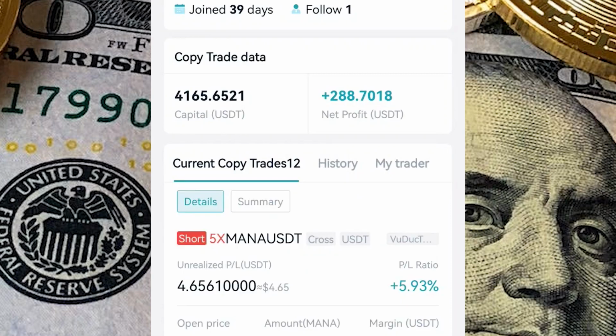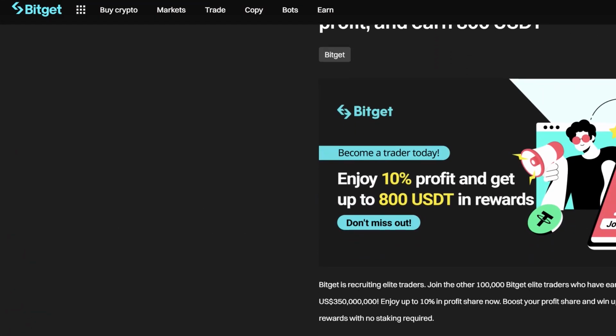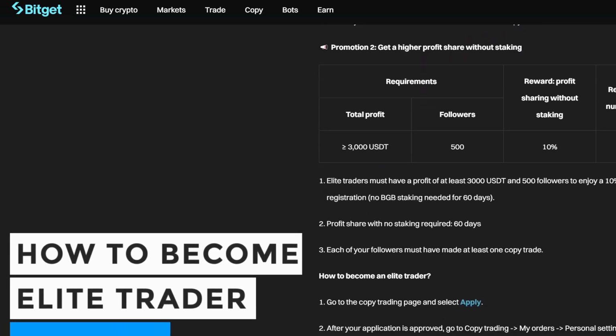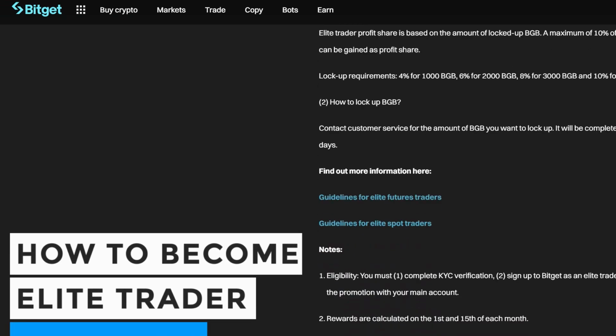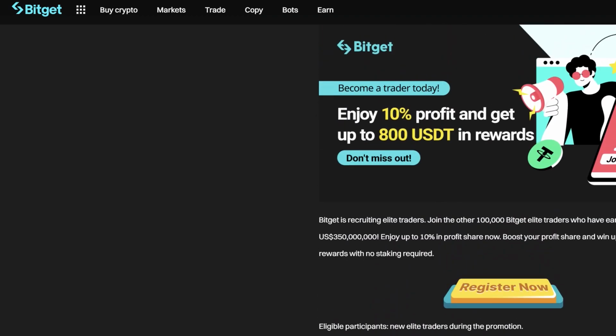Then how about those who want to be the trader? You certainly can. You can become a Bitget Elite Trader by visiting the website page and reading all the rules here. Make sure that you do not have current open positions so the application can be approved. There are also many rules you can check on the site.